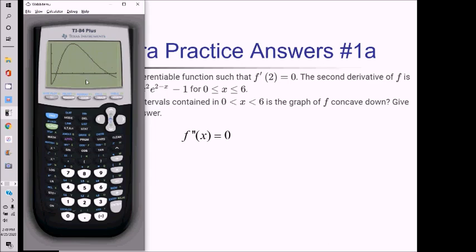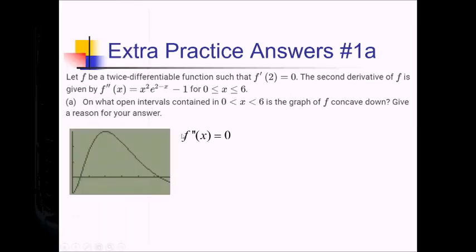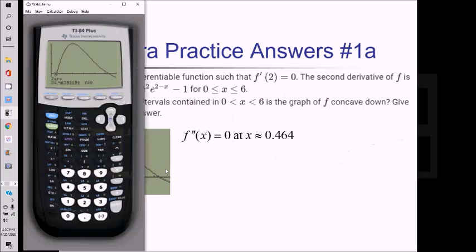So let me figure out what those x values are. Let me do second trace and then option 2, 0. And let me find, let's see, I have to move my spider a little bit to the left of that first intersection. So there we are, and press enter. Move a little bit to the right, press enter again, press enter one more time, and it looks like 0.464 is that first crossing. Now let me see what the second one is.